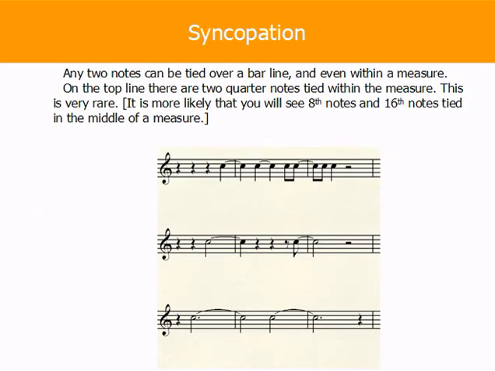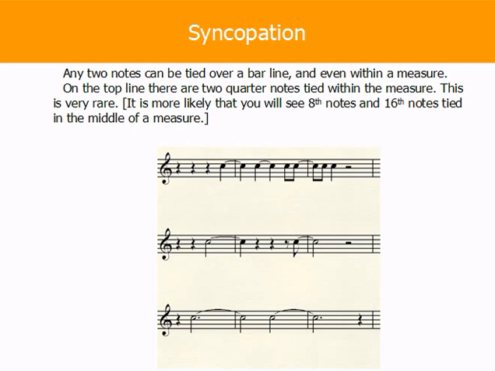Observe. Any two notes can be tied over a bar line, and even within a measure. On the top line, there are two quarter notes tied within the measure. That's in the middle. This is very rare. It's more likely that you'll see eighth notes and 16th notes tied in the middle of measures, but we could use a half note instead of just tying that middle note. But look at the first two notes. After the three quarter rests, we have a tied quarter note to another tied quarter note. That's actually a two-beat note, but it's over the measure.